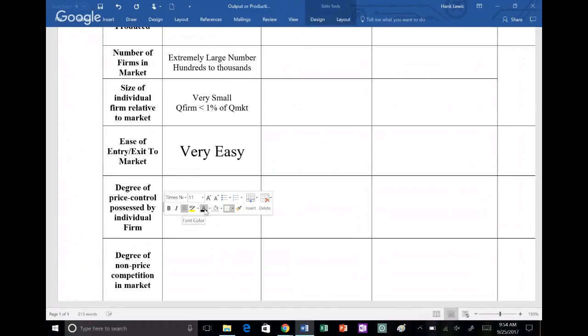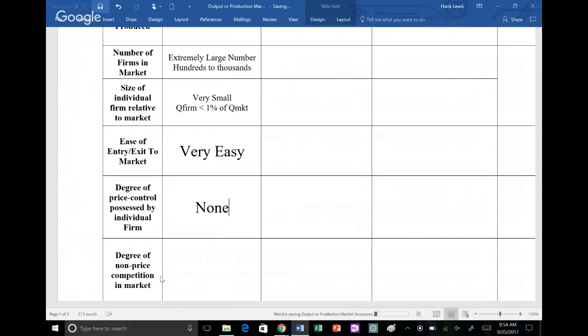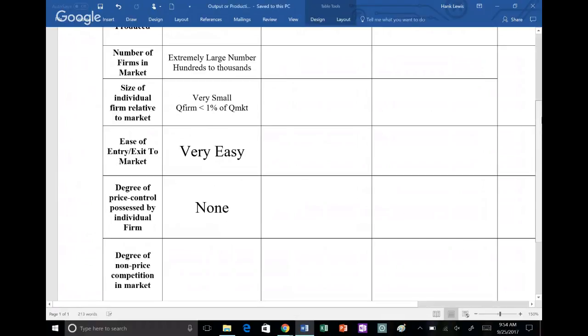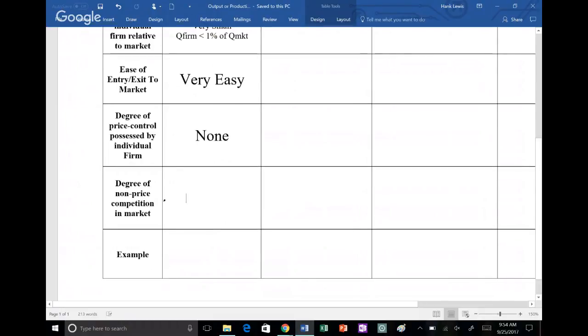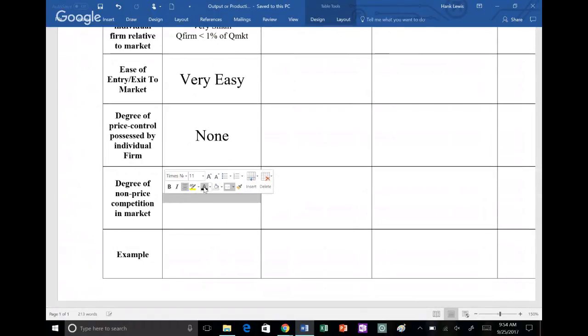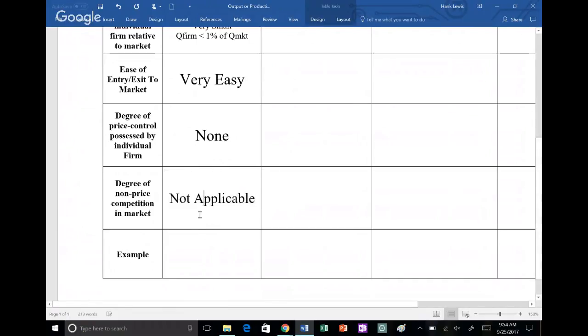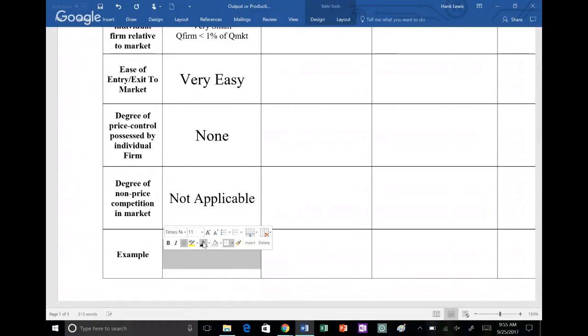Price control possessed by the firm: zero, zip, nada, none. Individual businesses have absolutely no price control under perfect competition. And the degree of non-price competition does not apply. The reason why non-price competition is considered not applicable here is because everybody produces the same product. There's no way to distinguish your product from somebody else's. Any spending on non-price competition is spending you should not have to do. It's extra costs that don't gain you that much revenue. So it does not apply here.